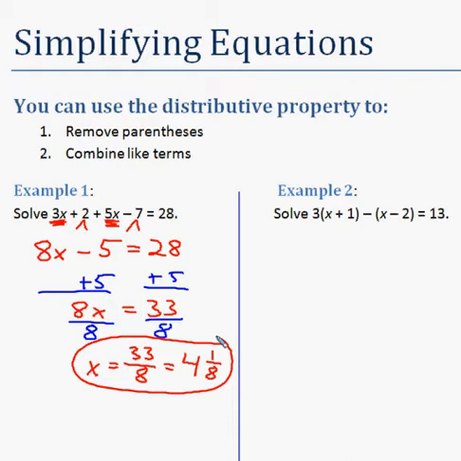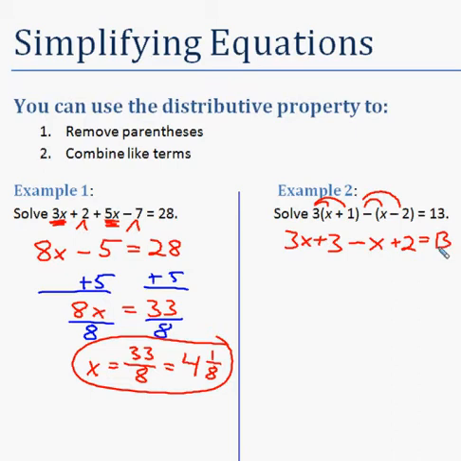Here's one that has parentheses in it. So now we want to use the distributive property when necessary, simplify it, and then solve it after we've simplified the left side. So we want to make that left side look more tidy by simplifying it. So this 3 can be distributed to the x and to the 1, which gives us 3x plus 3. And now we have a negative outside this parenthesis, so the negative gets distributed to both of those, which means it changes both those signs. So what was a positive x before is now a minus x. What was a negative 2 before is now a positive 2. That's equal to 13.